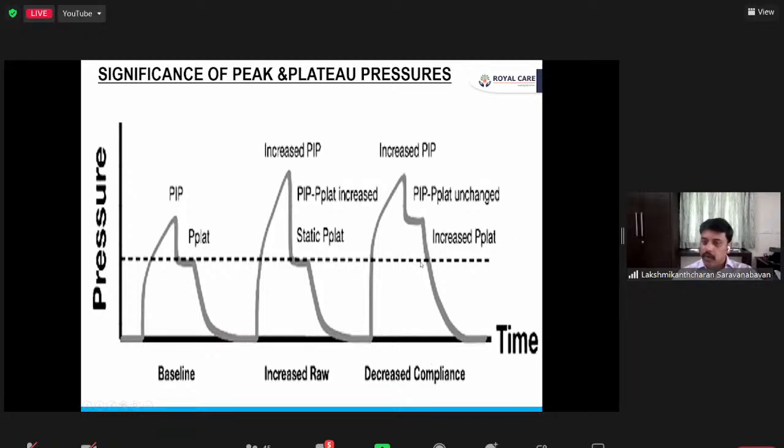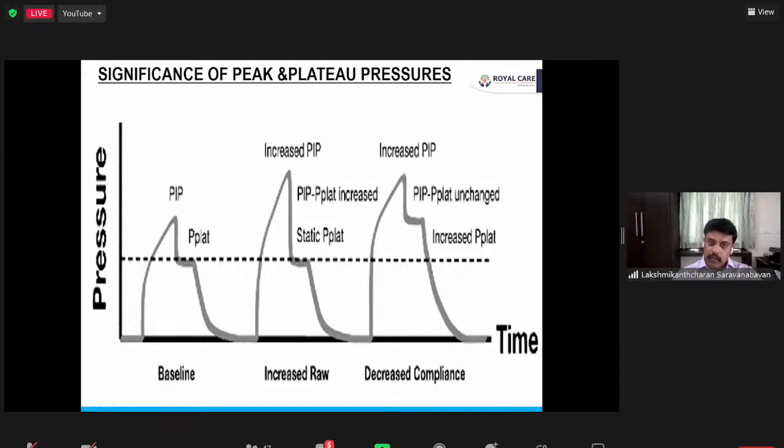Whenever there is a compliance problem, plateau pressure slowly goes up and up. It reaches a state where it can cause injury to the alveoli. It can worsen your ARDS. It can cause barotrauma, or a rupture of your alveoli. So this is what is very important. Always look for an increase in your plateau pressure whenever you ventilate a patient.